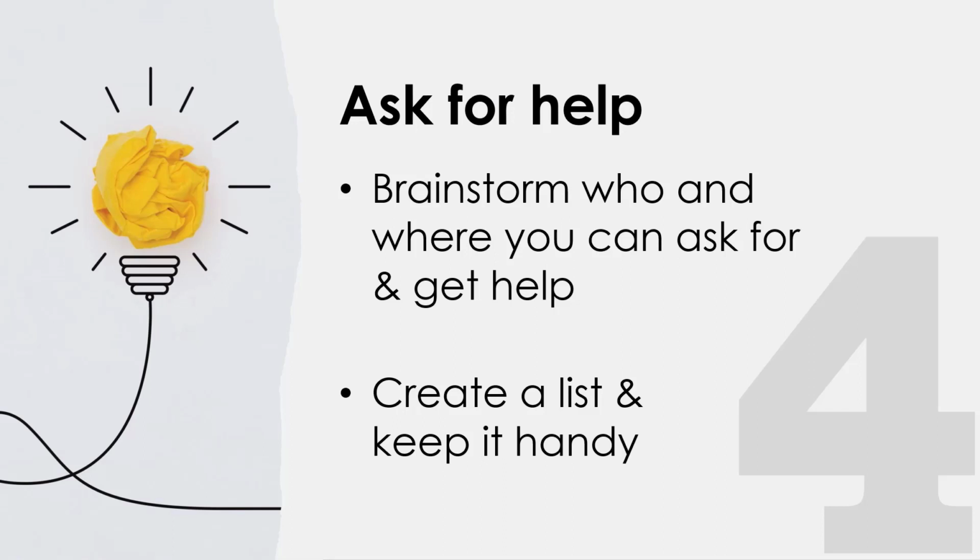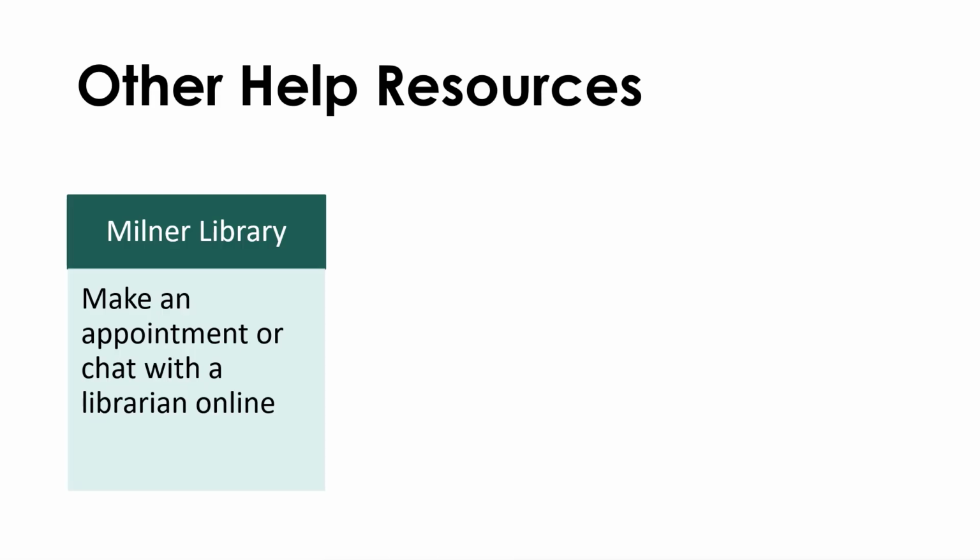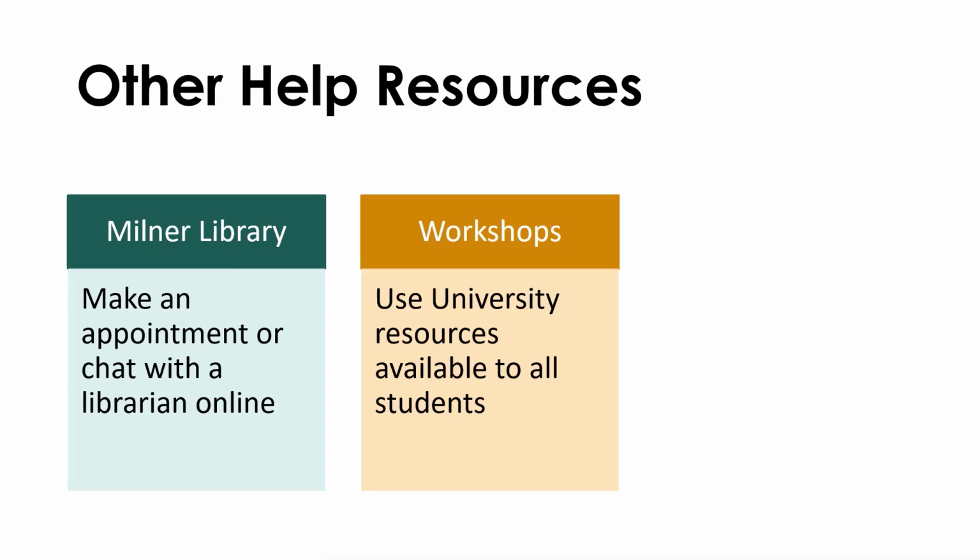Asking for help is an important strategy for avoiding academic dishonesty and specifically plagiarism. Take a minute and think about who you could ask for help or what resources you might use to avoid plagiarism. Create a list and keep it readily available to consult when needed. There are multiple sources available to you as a student for no additional fee or charge. For help finding resources, you can make an appointment or chat with a librarian online. There are numerous resources and workshops available through the graduate school.